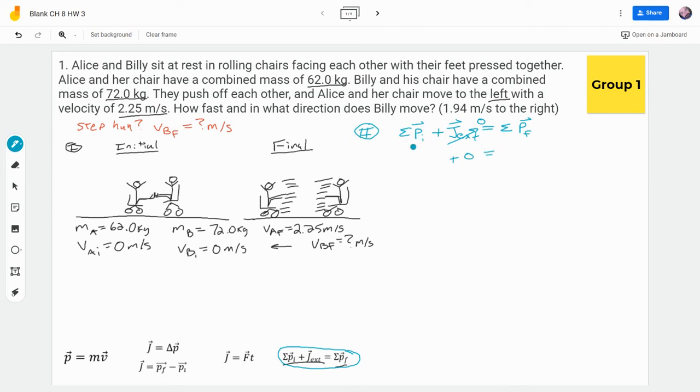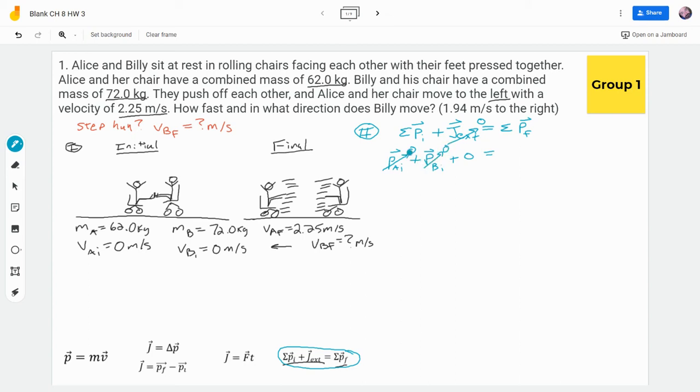Now, sigma P initial. The way you get this term is look at your initial sketch and figure out where all of your momentum is. So I'm going to write p sub AI with a hat plus p sub BI with a hat. Initial momentum of Alice plus initial momentum of Billy. Now, in this particular problem, no one's moving in the initial picture. So both of these numbers are going to be 0. But in general, you might get problems where one or both things are moving at the beginning. So in general, they won't be 0. In this one, they are. So I wrote them, but in fact, both of these guys are going to be 0.